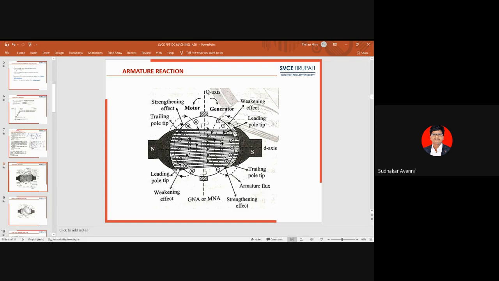Similarly, downwards, between leading pole tip and trailing pole tip, there is a strengthening effect under the trailing pole tip and a weakening effect under the leading pole tip. So ideally the strengthening effect equals the weakening effect, and there is no demagnetization effect. This is a very, very important question from the GATE point of view.